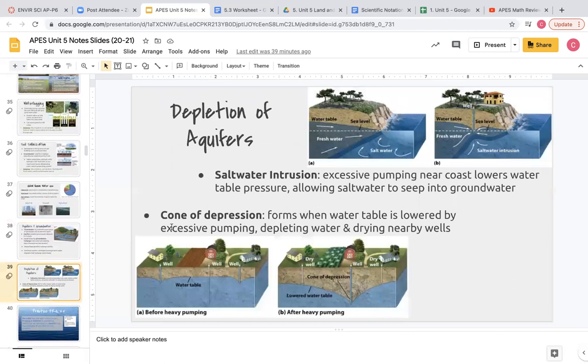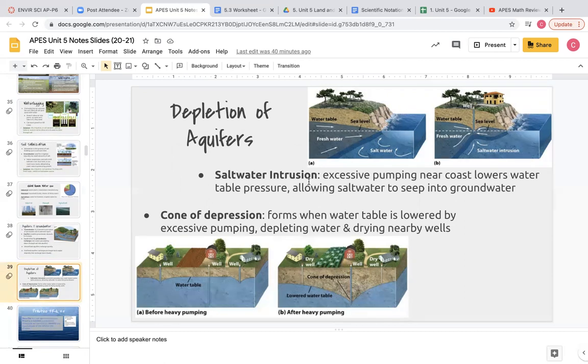And then depletion of aquifers, saltwater intrusion. This happens when you have excess pumping near the coast and it lowers your water table pressure and it allows all of this salt water to seep up into the groundwater. And then you have something called a cone of depression, and this forms when the water table is lowered by excessive pumping, depleting water, and drying nearby wells.